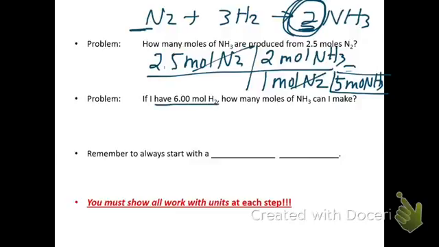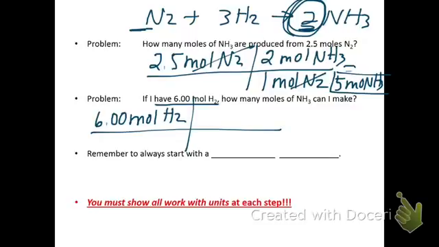Okay. So the next question says 6 moles of hydrogen. So that is our given. So that's what we're going to start with. 6 moles of hydrogen. Just like when we did dimensional analysis, whatever I write down here, that unit needs to immediately go down here.